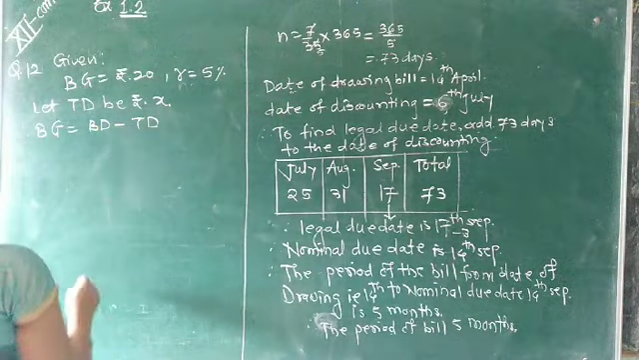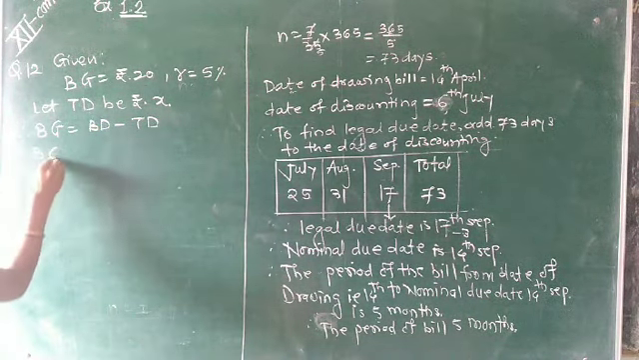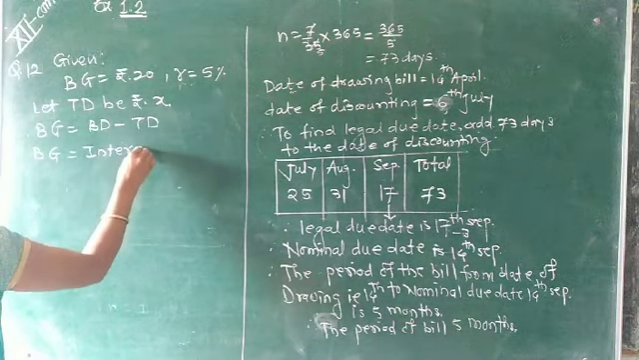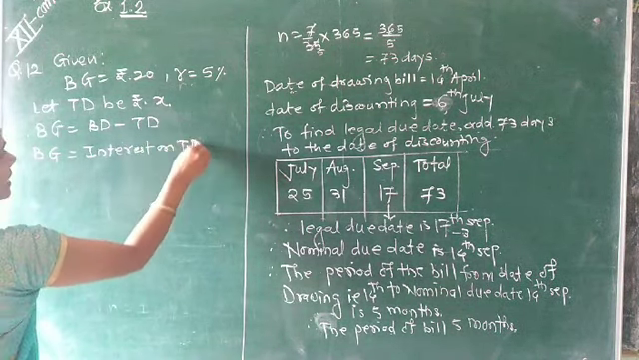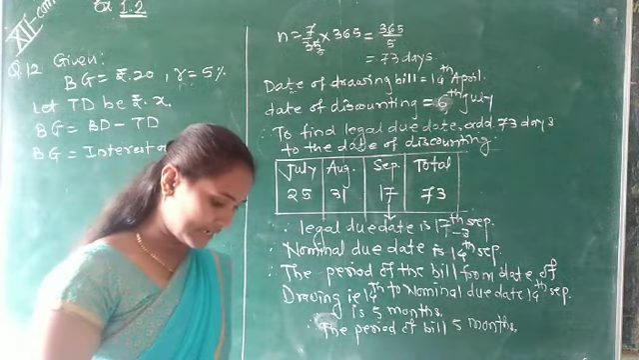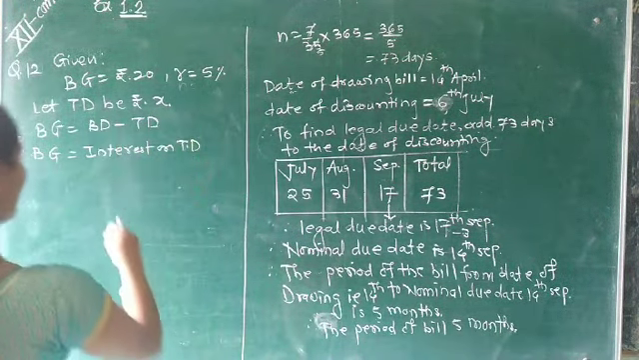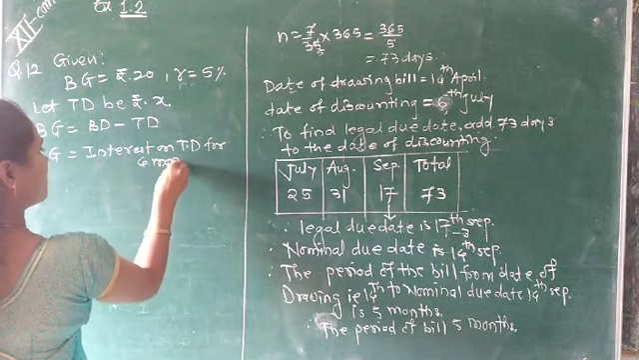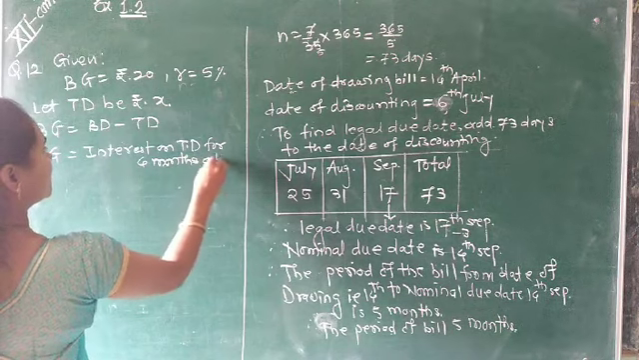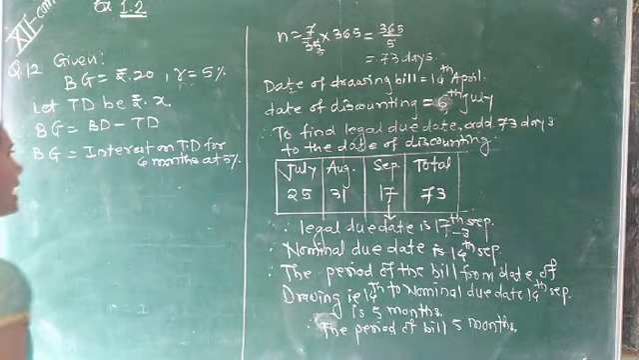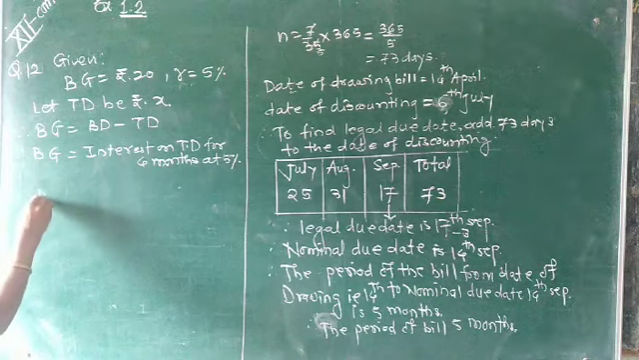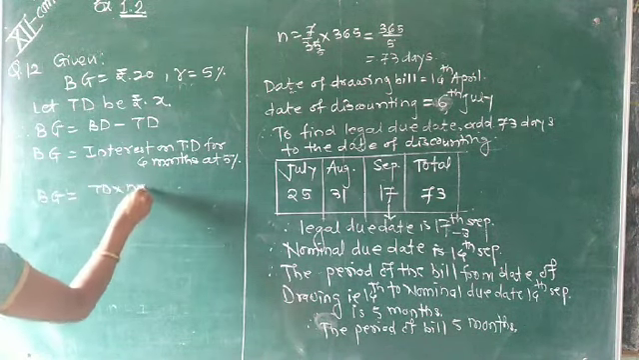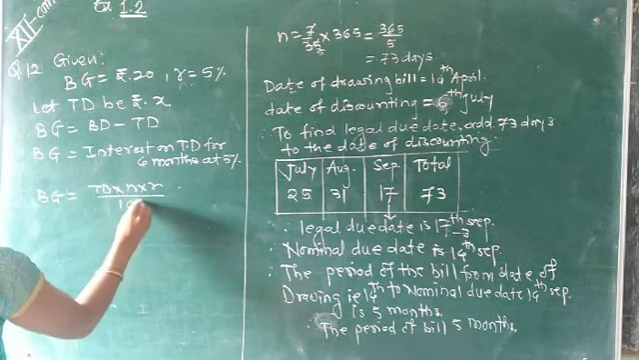Now write formula, BG is equal to BD minus TD. That means BG is equal to interest on TD. इथे period of bill किती म्हटलंय? 4 months म्हटलंय. Interest on TD for 4 months at 5% per annum. That means BG is equal to TD into N into R divided by 100.